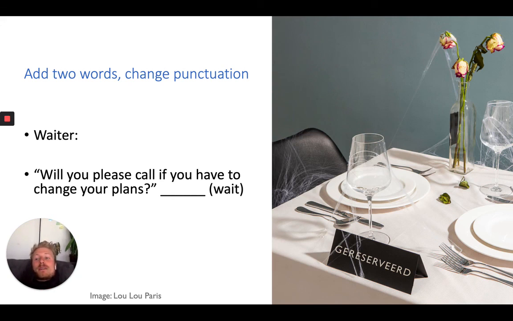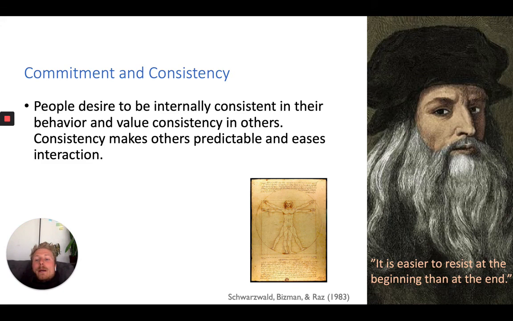And of the people that signed, 62%, I think that was the number, ended up actually financially contributing to the petition. Whereas people that didn't sign the petition were significantly less likely to contribute. So this idea of commitment and consistency: people desire to be internally consistent in their behavior and value consistency in others. And there's a cool quote by the guy on the right, Da Vinci, obviously, Leonardo. It's easier to resist at the beginning than at the end.